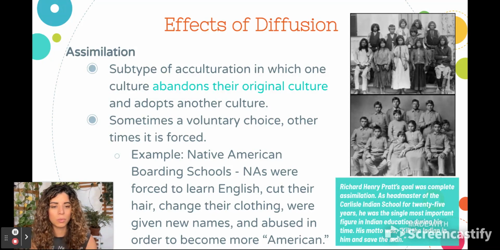So this is just one example. This one quote that we see down here, "Kill the Indian in him and save the man." So that very much was the mentality of assimilation during that time period.